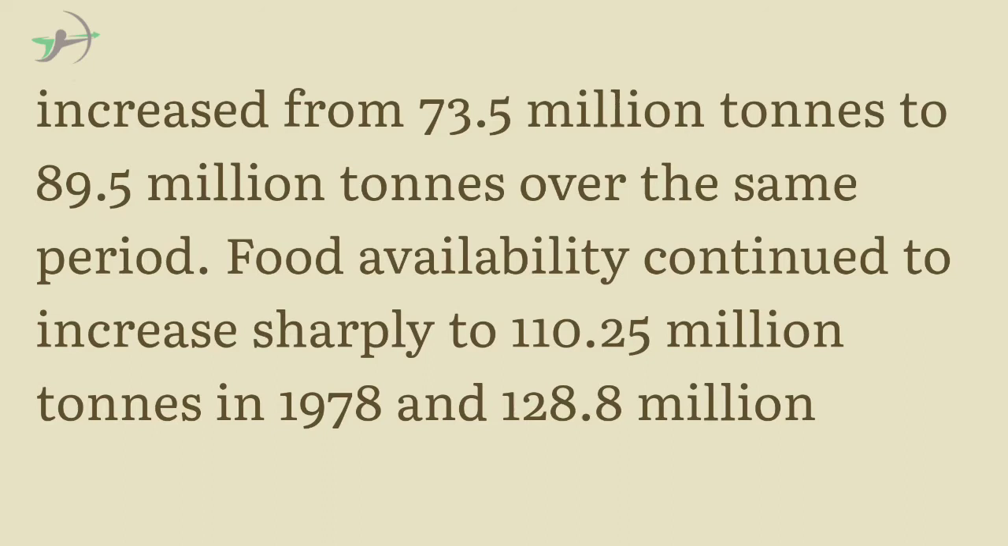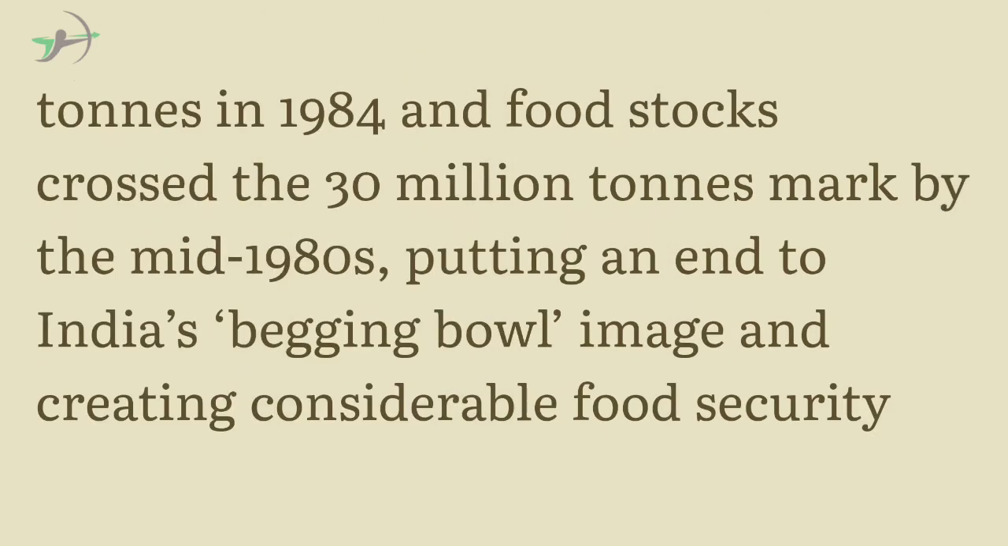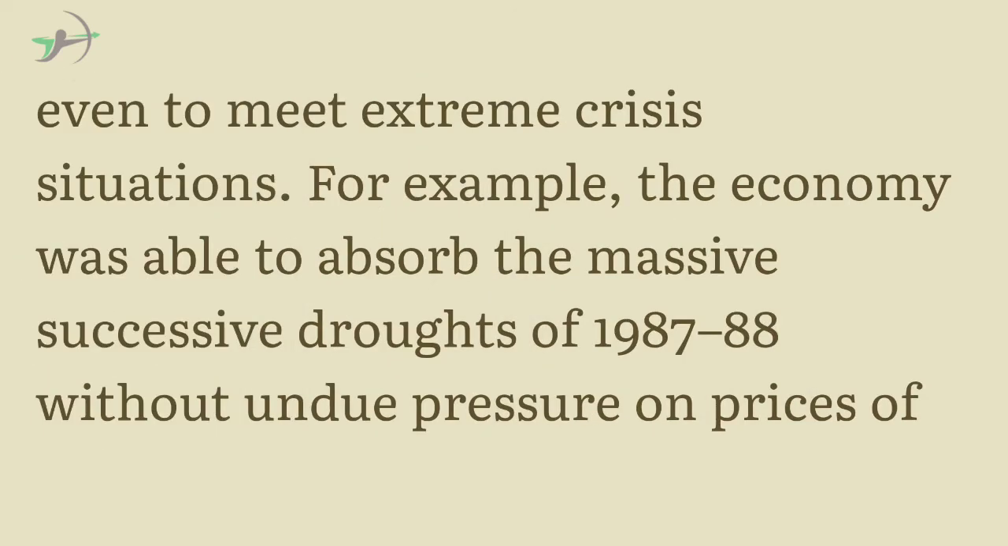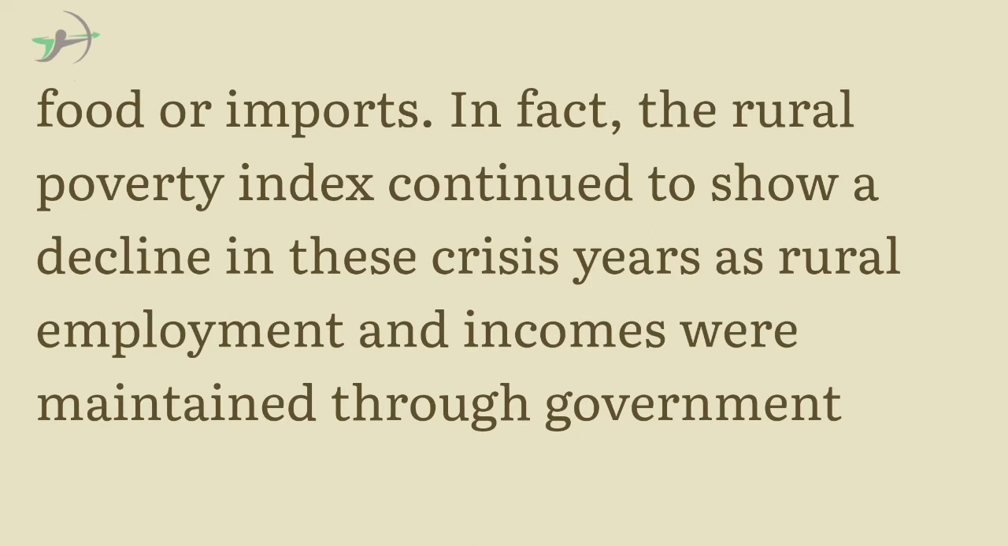Food availability continued to increase sharply to 110.25 million tons in 1978 and 128.8 million tons in 1984, and food stocks crossed the 30 million tons mark by the mid-1980s, putting an end to India's begging bowl image and creating considerable food security even to meet extreme crisis situations. For example, the economy was able to absorb the massive successive droughts of 1987-88 without undue pressure on prices of food or imports.